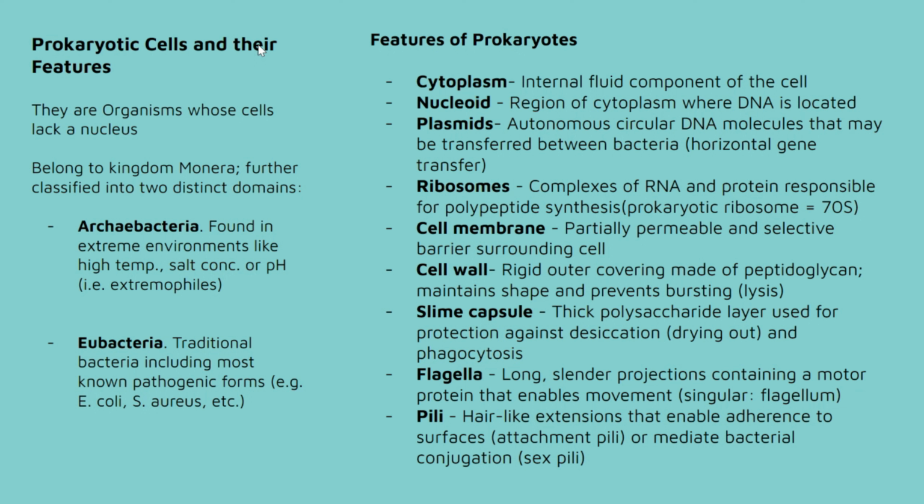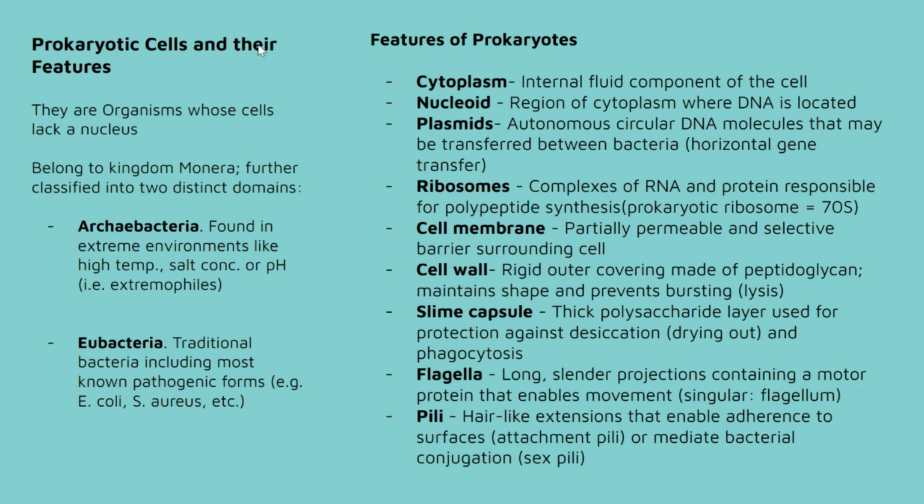Now, prokaryotic cells and their features and functions. Prokaryotic cells are organisms whose cells lack a nucleus. They belong to the kingdom Monera, further classified into two distinct domains. Kingdom, phylum, class, order, genus, species: this is something that you learn later in chapter 5. But for now, the two distinct domains are bacteria and Archaea. Archaea are found in extreme environments like high temperatures, high salt concentrations, or high pH, and hence these are known as extremophiles because they live in extreme conditions.